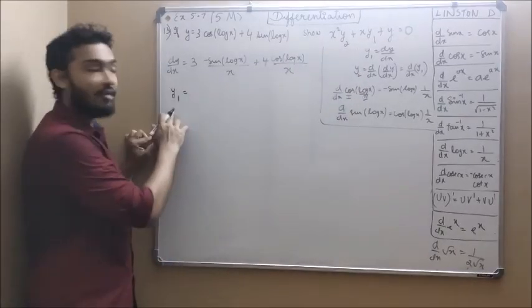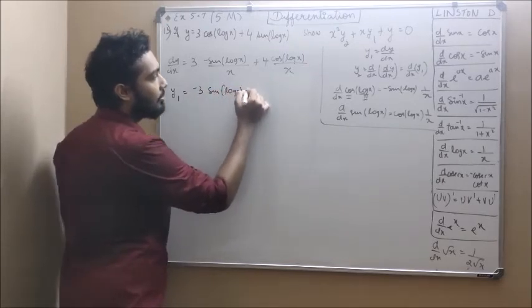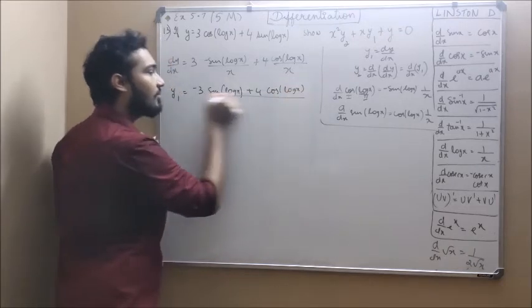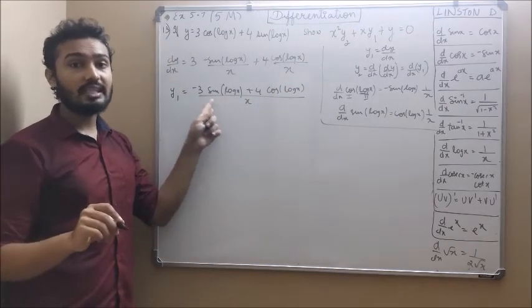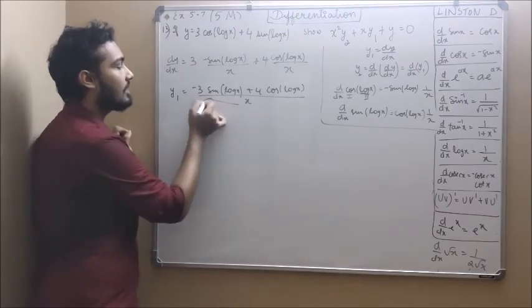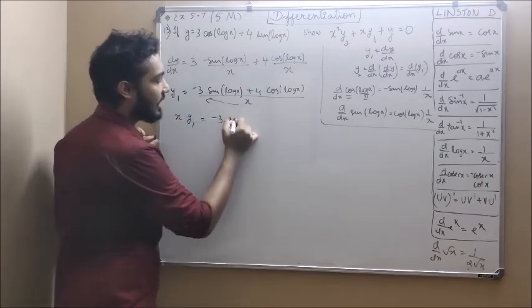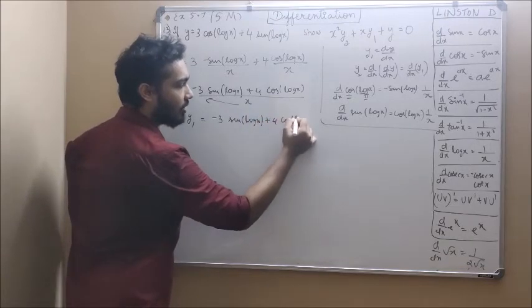So substitute. y1 equal to (minus 3 sin of log x plus 4 cos of log x) divided by x. Now I told you in this type of sums it is better to have product rather than a quotient. So take this to the other side. So it is xy1 equal to minus 3 sin of log x plus 4 cos of log x.